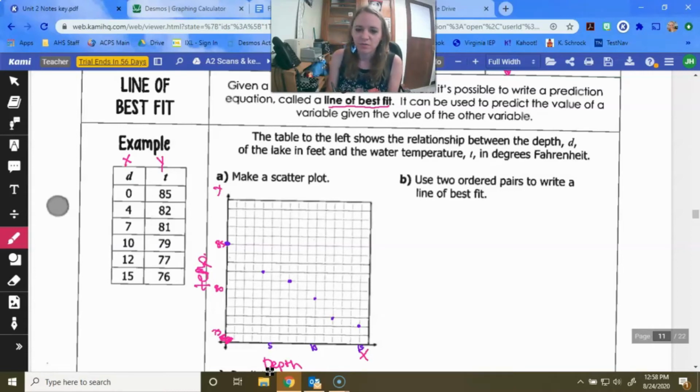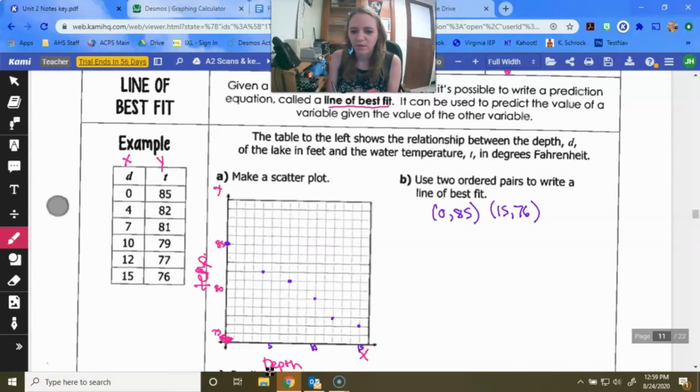And what we're going to do is use the ordered pairs to write a line of best fit. Alright, we're going to do this by hand and then see how we can do this in the calculator. So we'll take two ordered pairs. Typically you will pick the first one. I mean, you can pick the first and the last. It doesn't really matter. Let's pick the first and the last. 0 and 85 and 15 and 76. And just to see, yeah, that's about making my line, right?